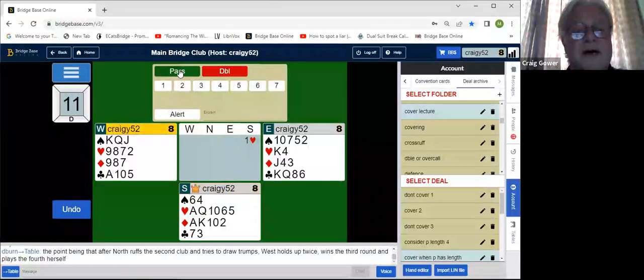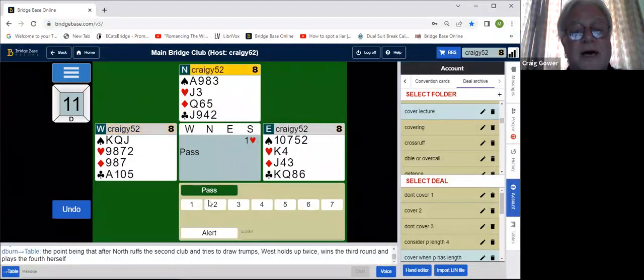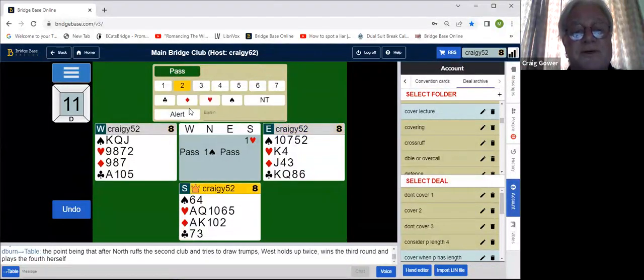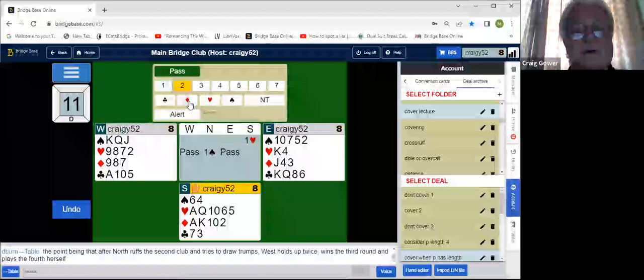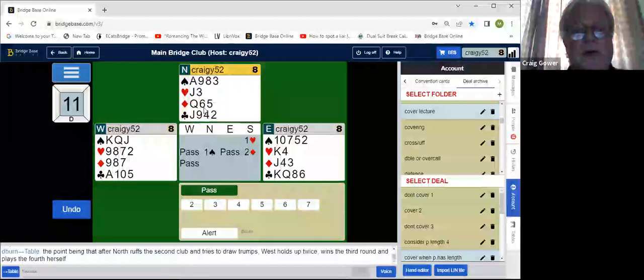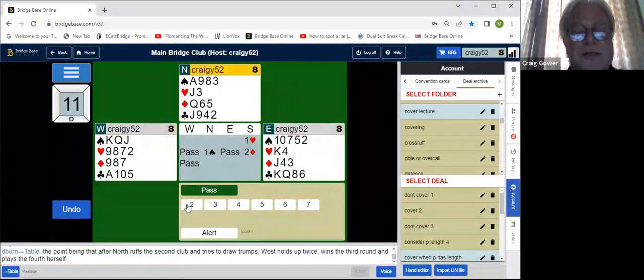One heart by South. Pass will be a normal action. North will look for a spade fit. East's got nothing good to say. South will offer a second trump suit. South will rebid 1 no trump, I don't mind that. And yeah, North will correct back to 2 hearts.